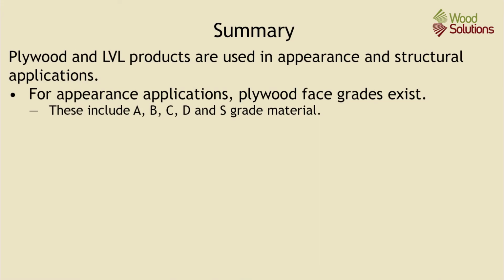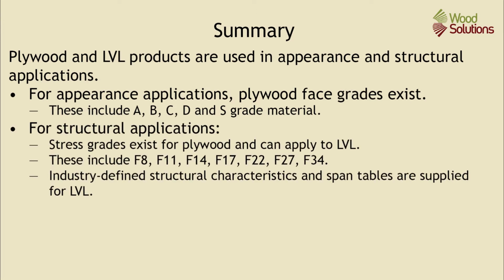In summary, plywood and LVL products are used in appearance and structural applications. For appearance applications, plywood face grades exist. These include A, B, C, D and S grade material. For structural applications, stress grades exist for plywood and can apply to LVL. These include F8, F11, F14, F17, F22, F27 and F34. And industry-defined structural characteristics and span tables are supplied for LVL and similar composite products.